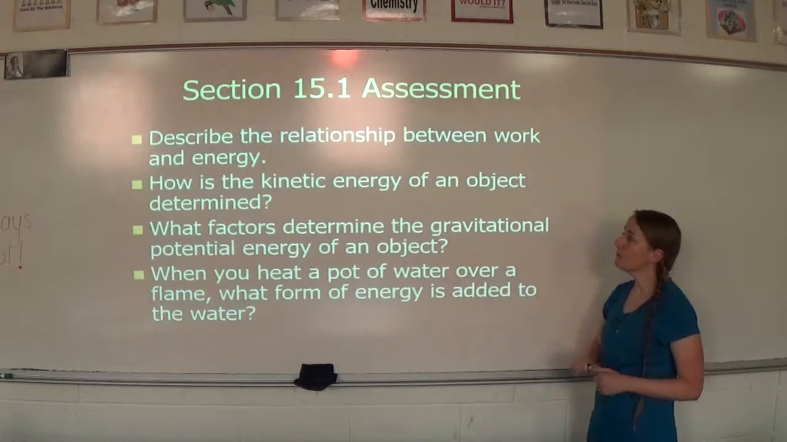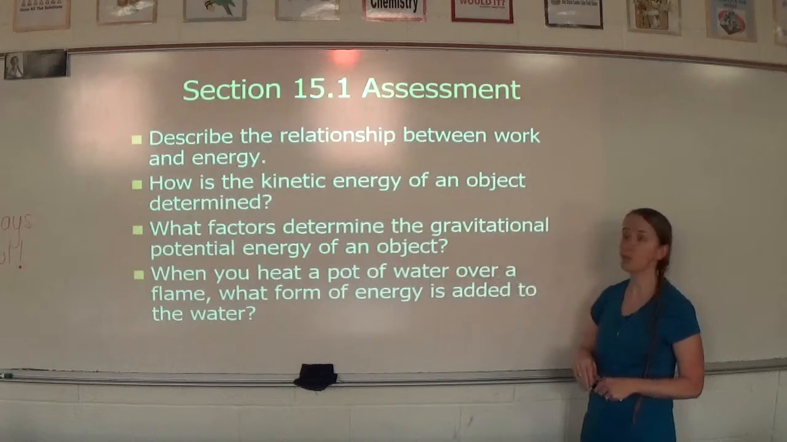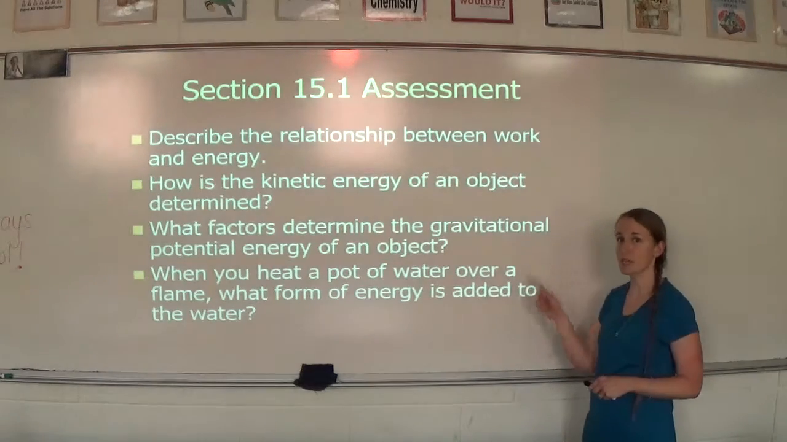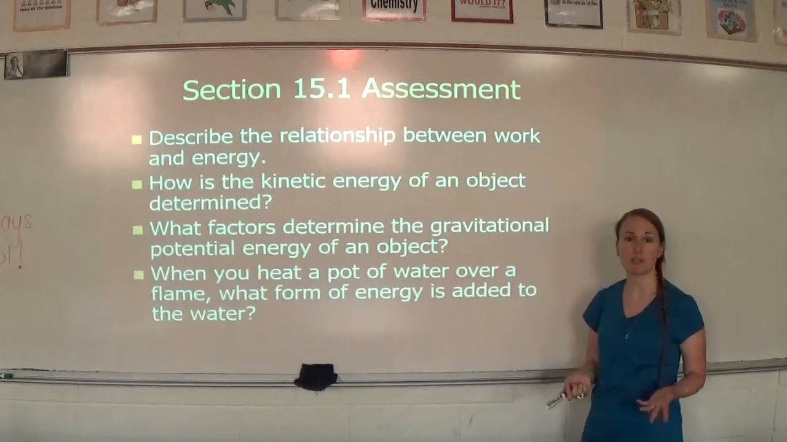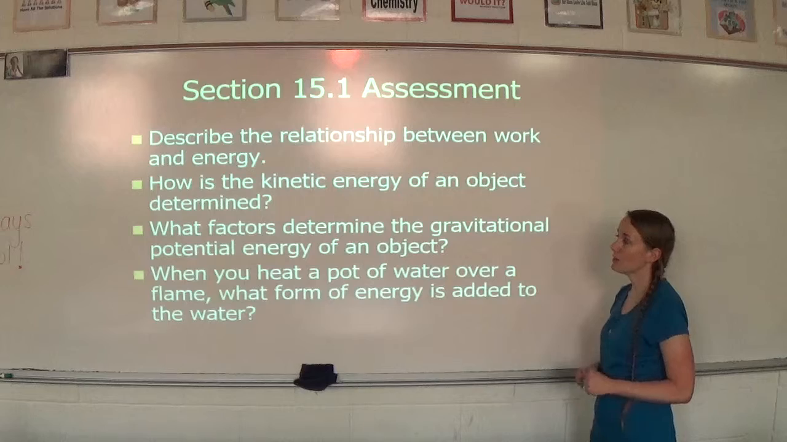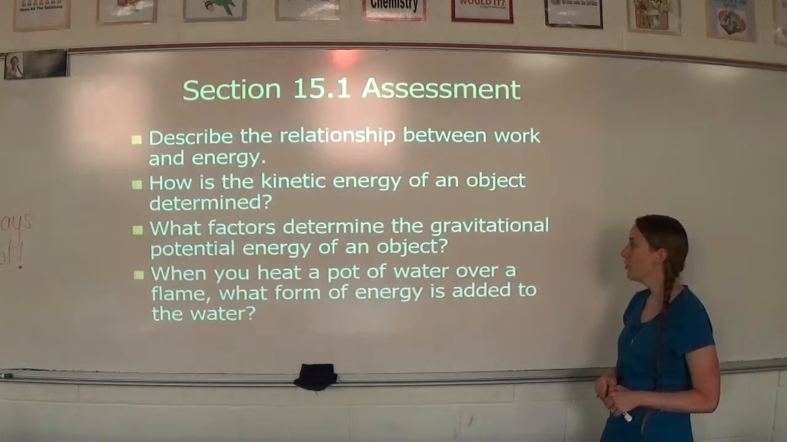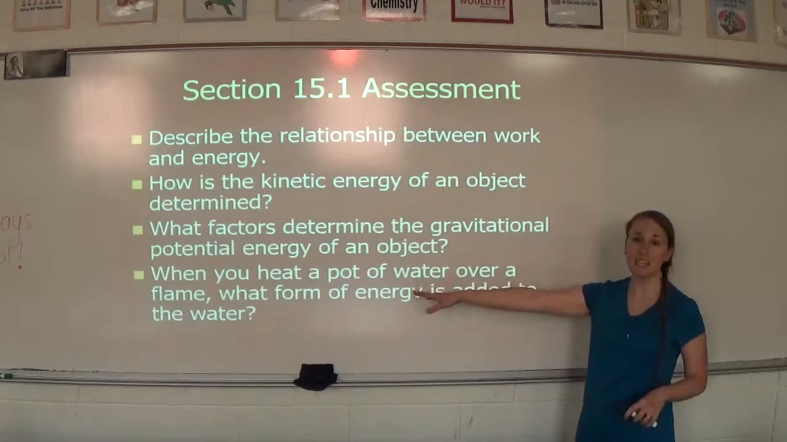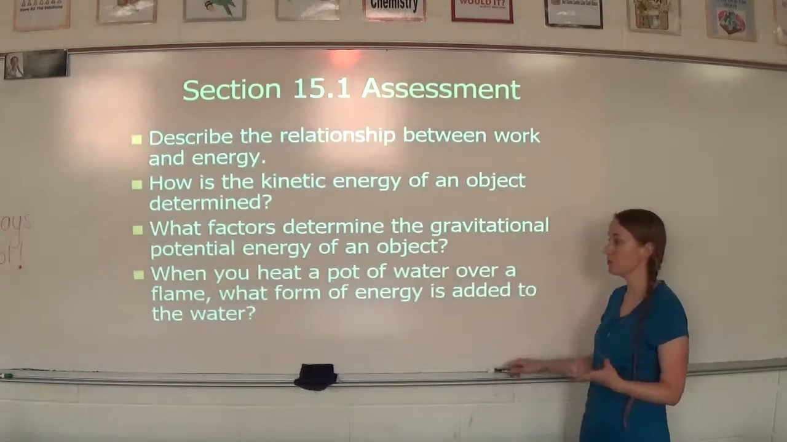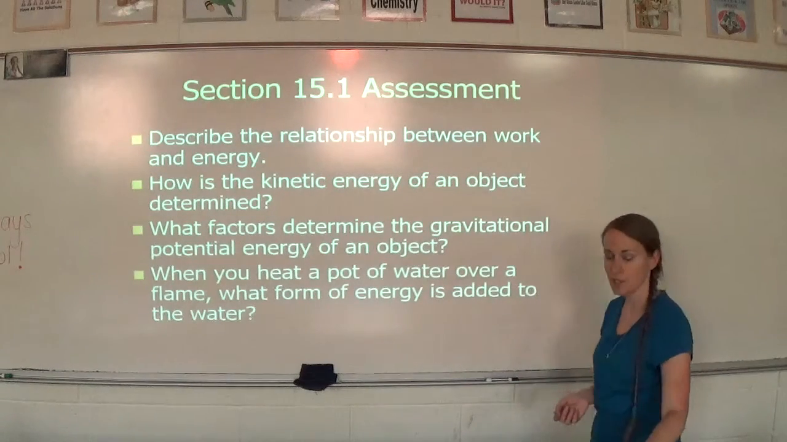All right, number 3, what factors determine the gravitational potential energy of an object? Well, potential energy is m times g times h. So mass, gravity, and height would be what affect the potential energy of an object. All right, mass, gravity, and height. When you heat a pot of water over a flame, what form of energy is added to the water? Well, if we're talking about heat, that would be thermal energy. Because remember, you're speeding up the particles, so there's a higher temperature associated with that.